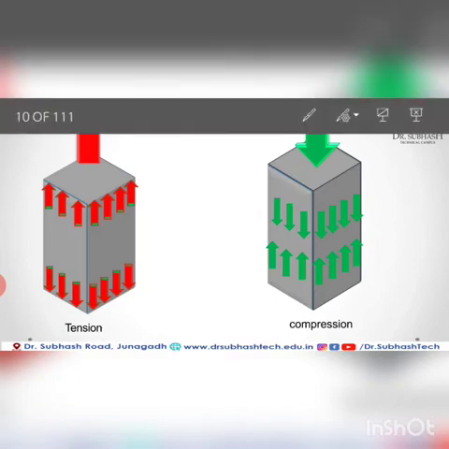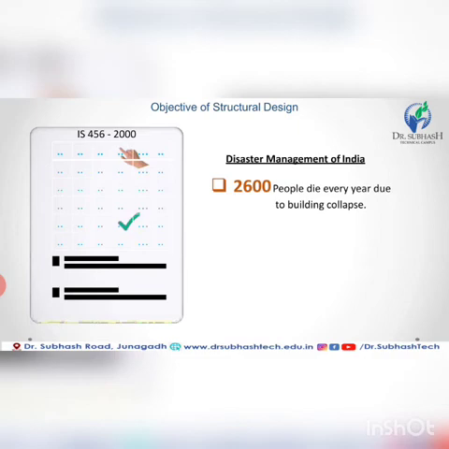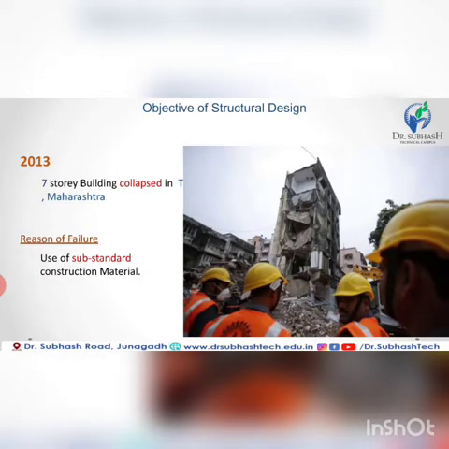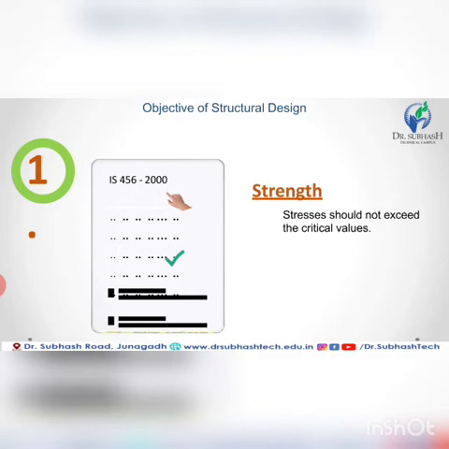Next, disaster management of India. 2600 people die every year due to building collapse. In year 2013, a 7-story building collapsed in Thane, Maharashtra. Reason for failure: substandard construction material. Strength: stress should not exceed the critical value.